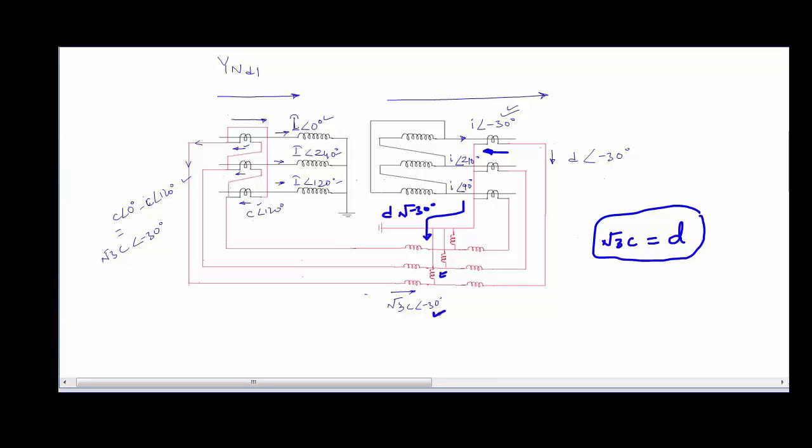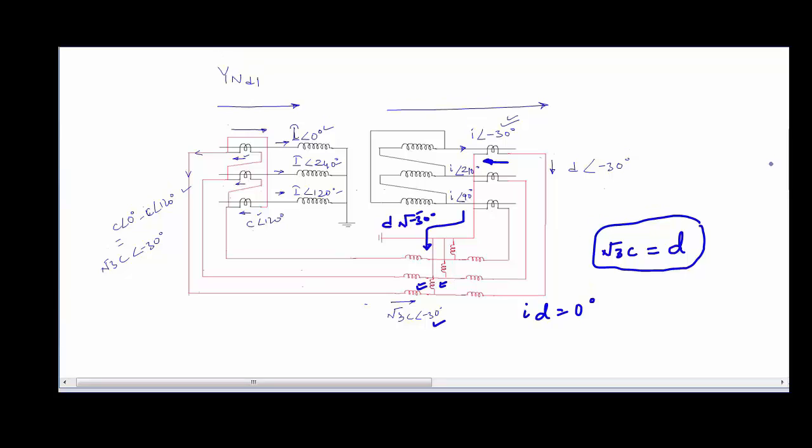Here the phase was minus 30 degrees, here also minus 30 degrees. So ultimately they have opposite directions. So the current that is flowing through this coil, ID, is equal to 0. So during normal condition, this is how we say that the relay is stable, or this is how we check the stability of the relay, or this is what we expect from a relay during normal loading conditions.